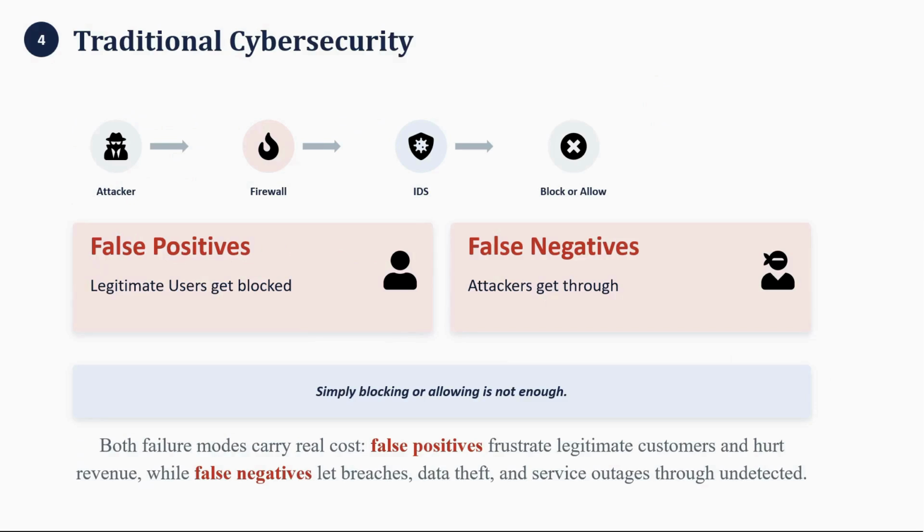Traditionally, traffic passes through a firewall first and then an IDS, and then based on some predefined rules or ML models, the traffic is either blocked or allowed. This simple decision introduces two common problems. One is a false positive, where legitimate users get blocked, and the other is a false negative, where the attacker gets through. Of course, both outcomes have serious consequences. This motivates the use of a honeypot as an additional defensive mechanism.